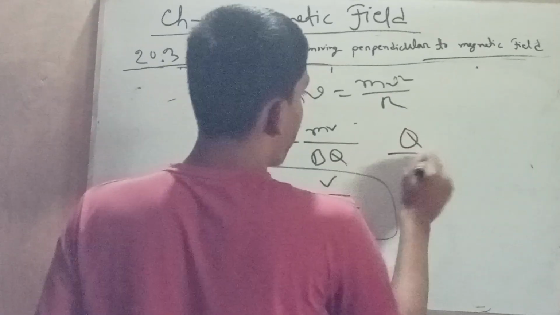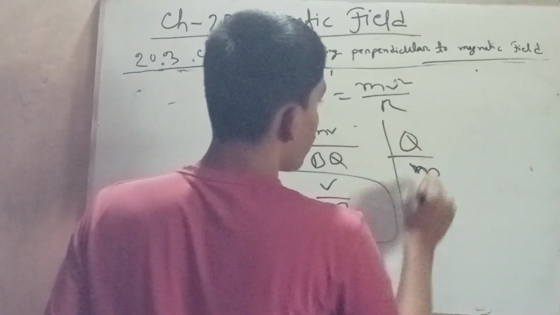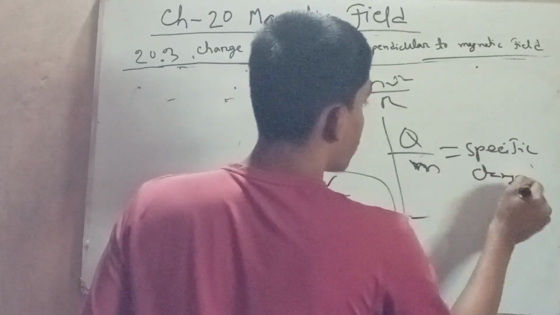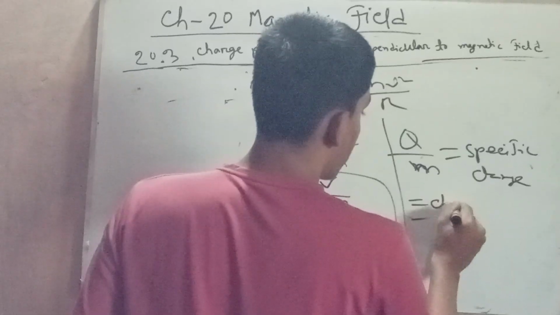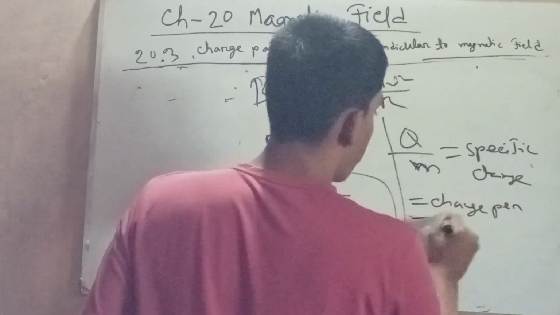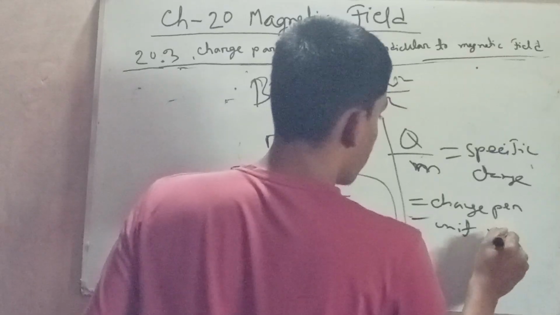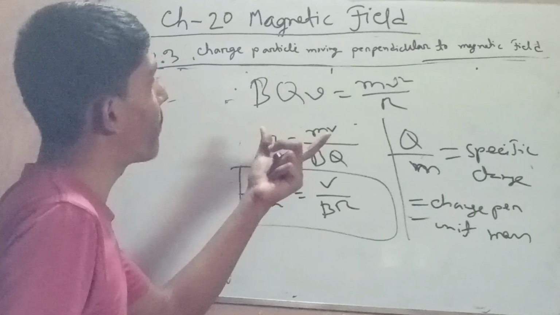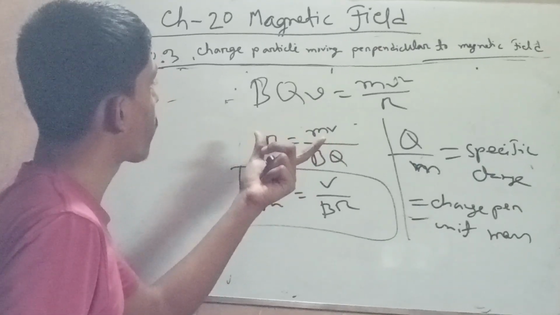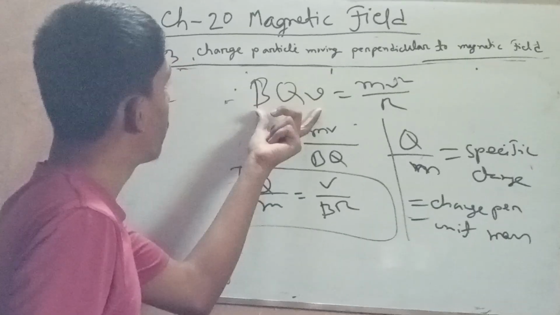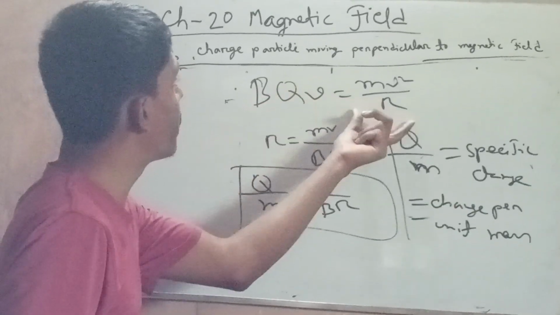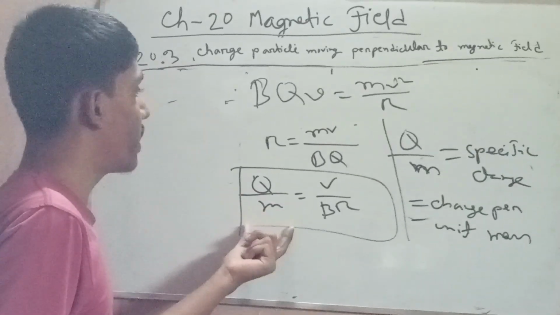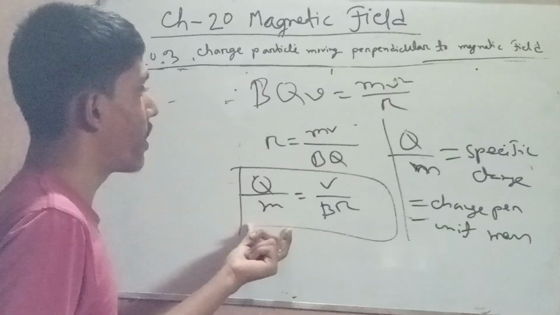Here q by m is equal to the specific charge, charge per unit mass. So for a charged particle moving perpendicular to the magnetic field, BQV is equal to mv squared by r, where q by m is the specific charge.